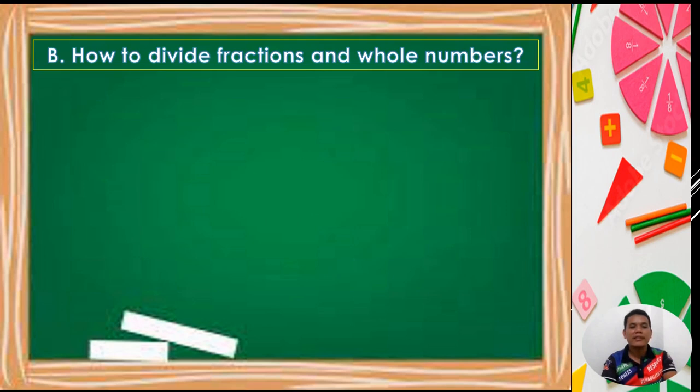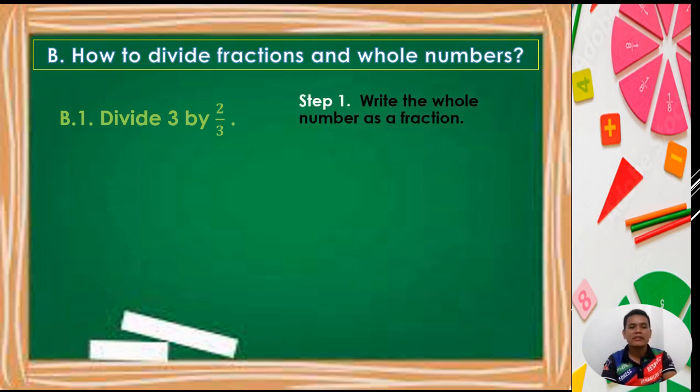Okay, let's have task B. How to divide fractions and whole numbers. So this is something different from the first task because here we involve whole numbers as we divide fractions. Example, divide 3 by 2/3. So that is simply 3 divided by 2/3. For step 1, take note of this: write the whole number as a fraction.